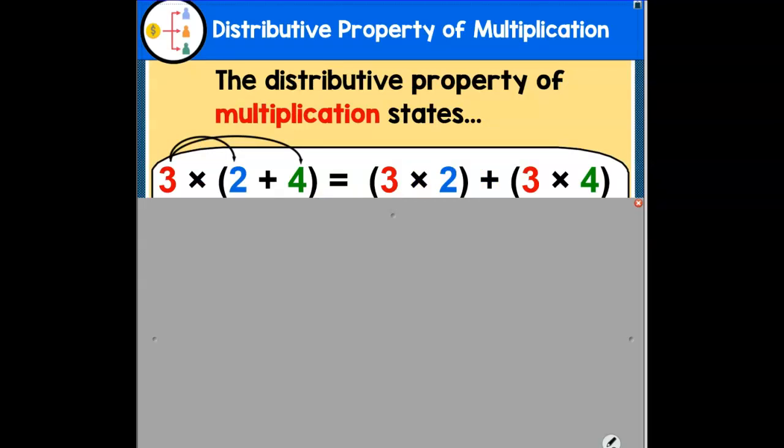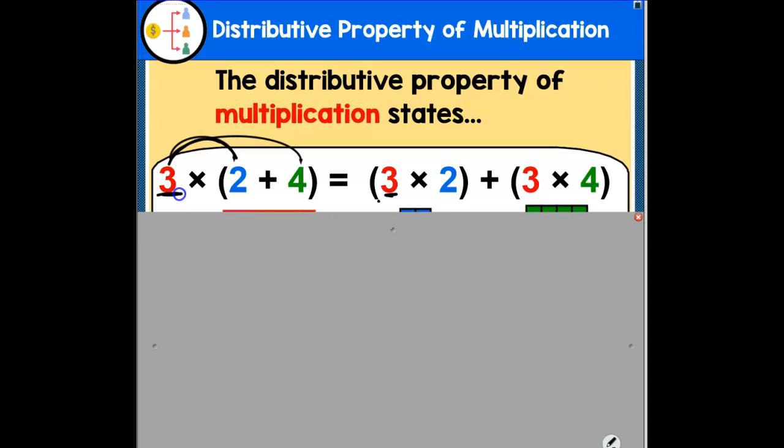So remember the distributive property. We could write it like this: 3 times, and then in parentheses, 2 plus 4. Instead of adding the numbers first and then multiplying, I could distribute my 3. I'm going to take my 3 and distribute it to my 2, so now I have 3 times 2, and then 3 groups of 4. I'm going to break it apart, or decompose it, first, and then find the product of each part.